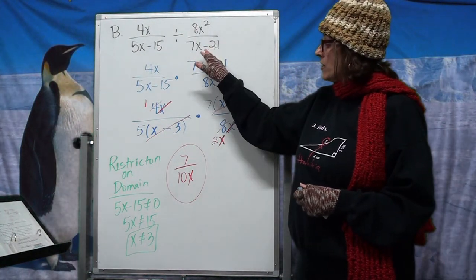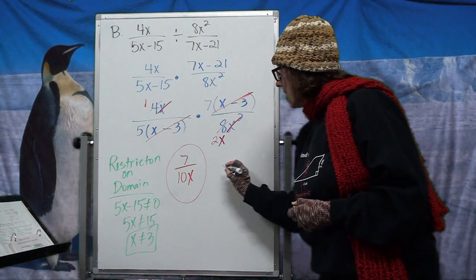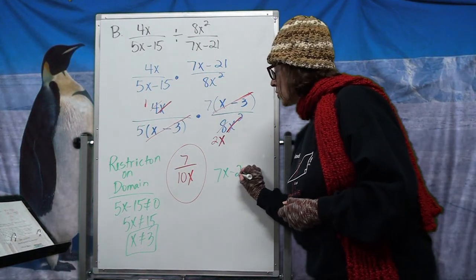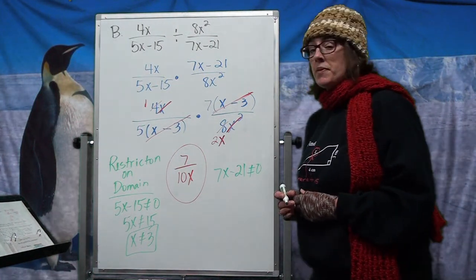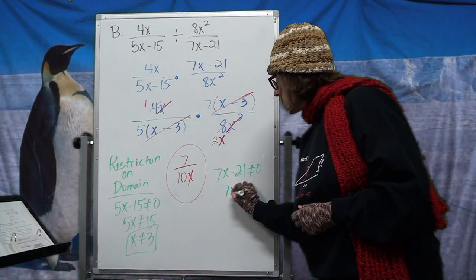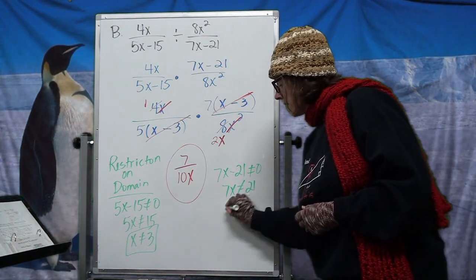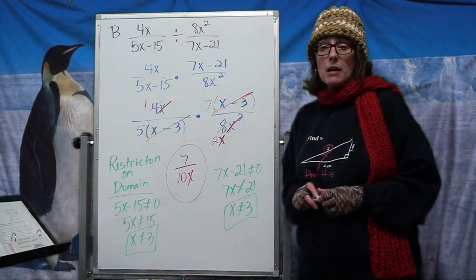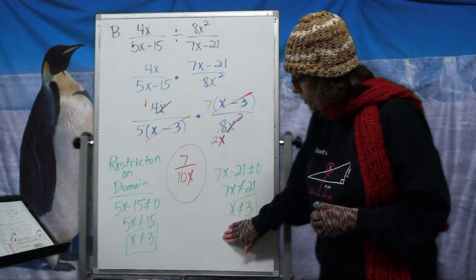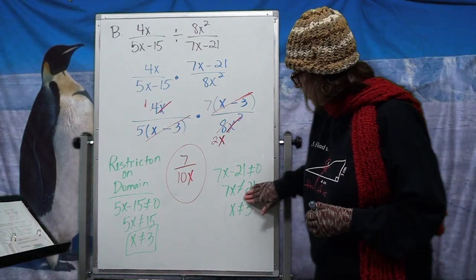But I need to consider this as well, that 7x minus 21 had better not be a 0. So I'll add that 21 to the other side and I will divide by that 7. So x, again, had better not be a 3. Well, I've mentioned it once. I don't need to mention it twice.